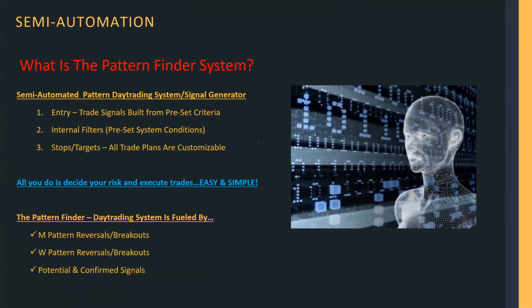It trades signals is what it does. Okay, so I don't want to confuse you too much there. But it's a semi-automated pattern day trading system and signal generator. Entry: it'll tell you trade signals from the preset criteria, internal filters, preset system conditions, stops and targets. Everything's customizable. All you have to do is decide what's your risk, how many contracts you're going to put on, and so on. Simple. Pattern finder. This system is fueled by M patterns for reversals and breakouts, W patterns for reversals and breakouts, potential versus confirmed signals, and so on.